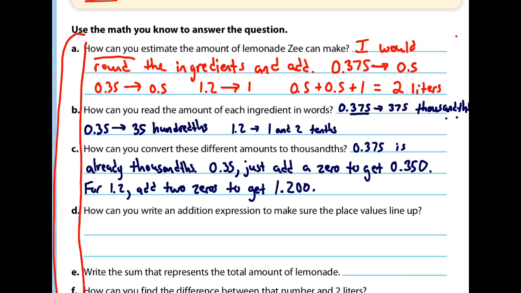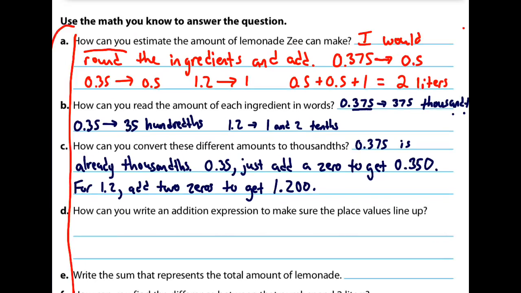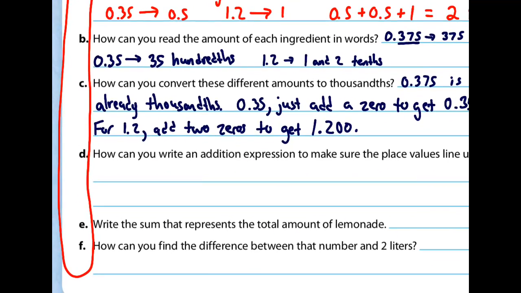So if I were to write an addition expression, I would write the problems vertically. And vertically just means when you write an addition expression up and down, and I would make sure my decimal points are lined up. If you line up your decimal points, you're going to make sure your place values lined up. So now I'm going to explain that.